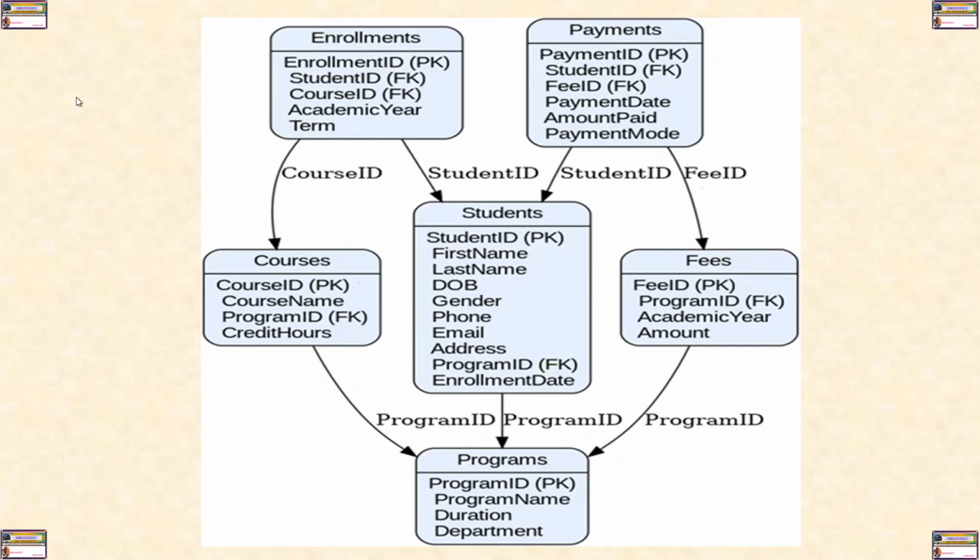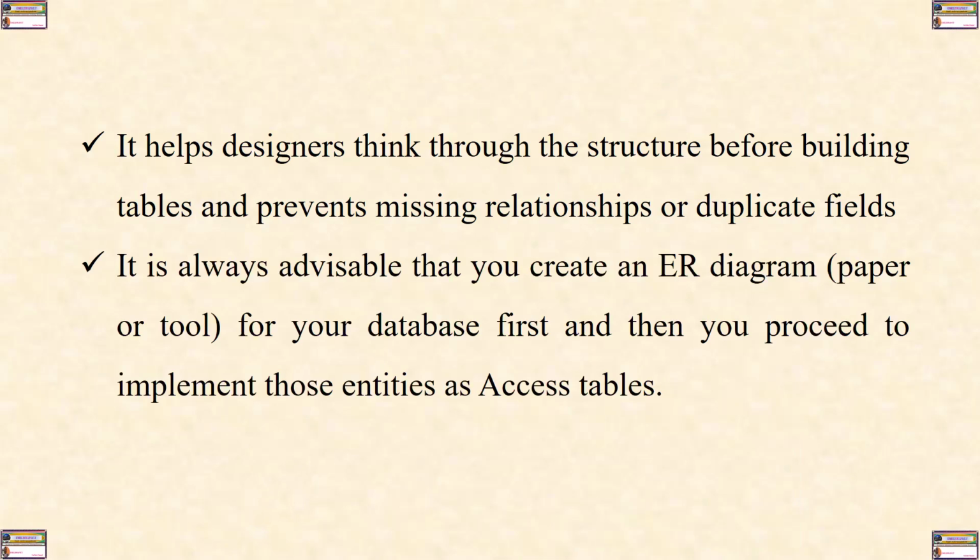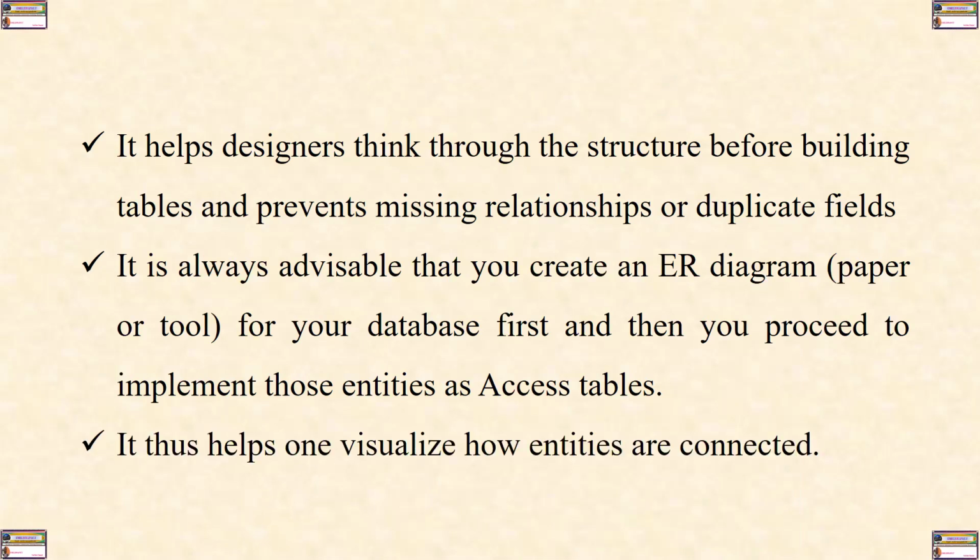And I would advise that before you create any database, identify first the number of tables you will have, the information that each of the tables will hold, and how each of the tables will be related. So the ERD helps designers think through the structure before building tables, and it prevents missing relationships or duplicate fields. It is always advisable that you create an ERD on paper or with a tool for your database first, and then you proceed to implement those entities as Access tables. It thus helps one visualize how entities are connected. So the second model, we call it the relational model.